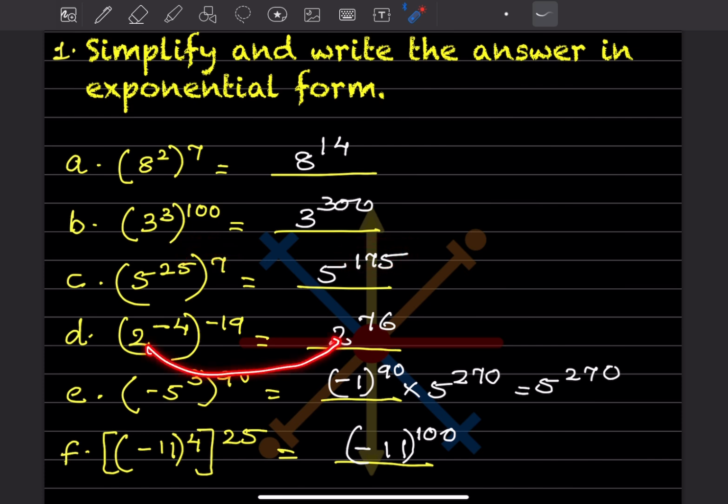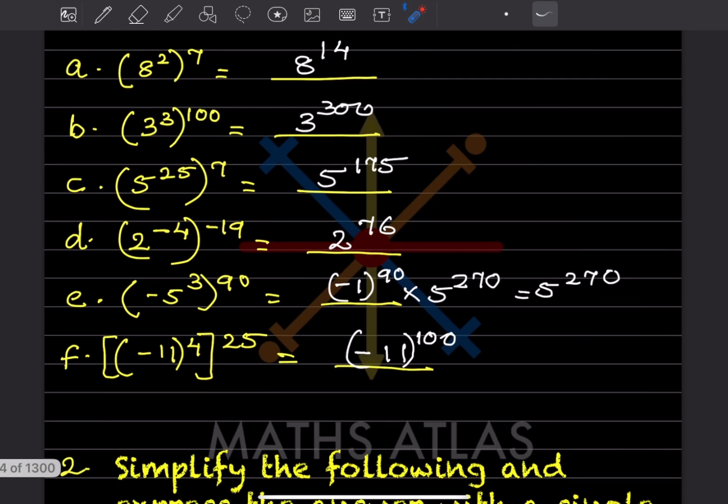Base the same. So here will be minus 4 into minus 19. So both here will be minus 19. So both the places minus means minus multiplied by minus will be plus. So 19 fours are, that is going to be 76. So in this one we have minus 5 cube and this is 90.